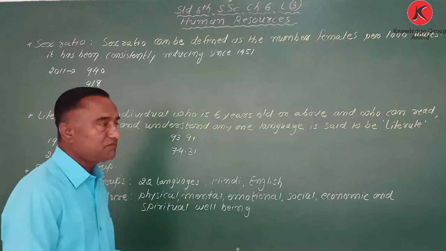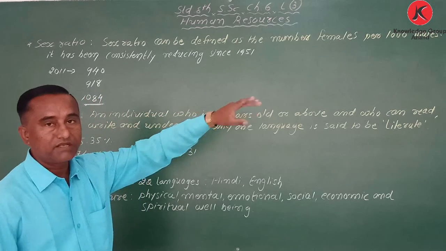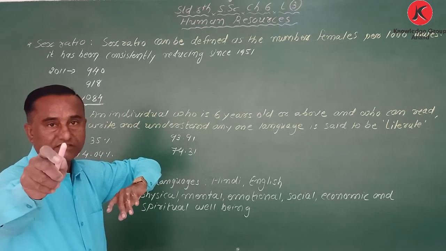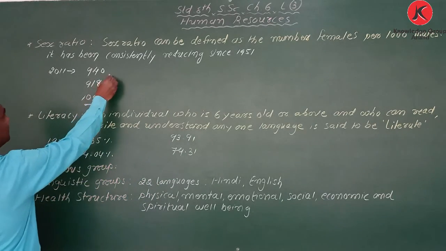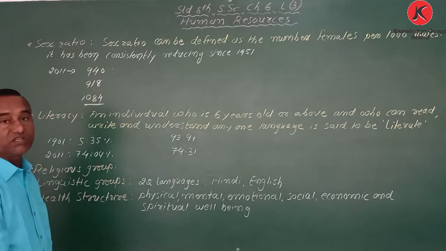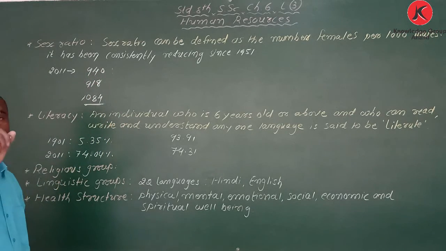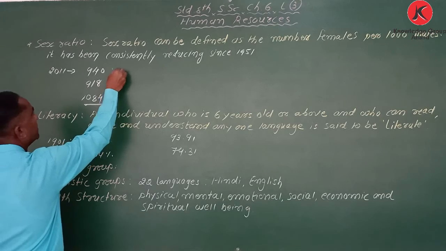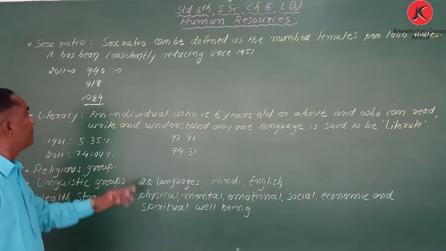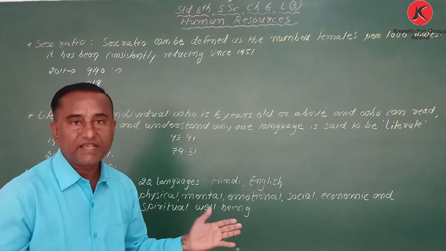Now here the sex ratio can be defined as the number of females per thousand males as per the last census, which was done in 2011. In 2011, how many females were there? Per thousand males, 940 females were there. It means the remaining 60 males remain as they are.